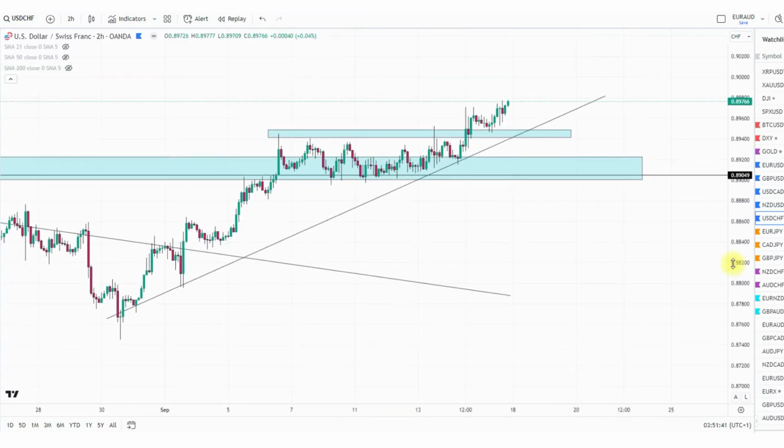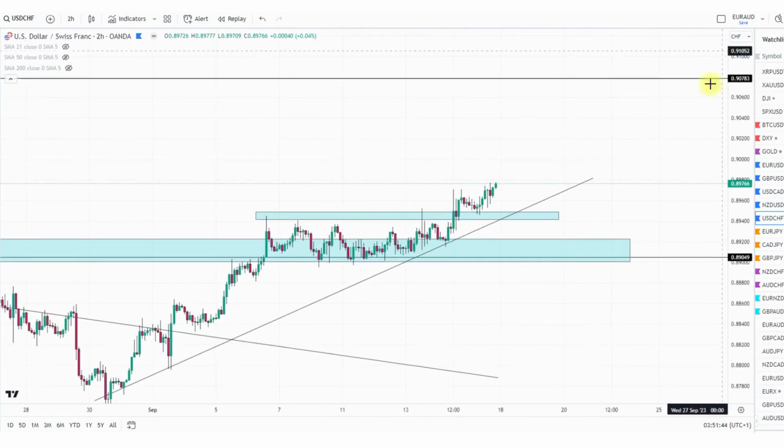But probably my bias on US dollar Swiss franc is still to the upside. So we have broken this level. The bias is to the upside, and then probably we will break this temporary resistance level. So yeah, if you can see a pullback, probably back to that trend line, then I'll be looking to take my buy bias to 0.9070, 0.909073. So my bias on US dollar Swiss franc is to the upside.